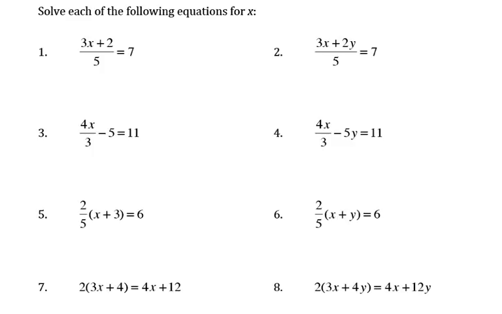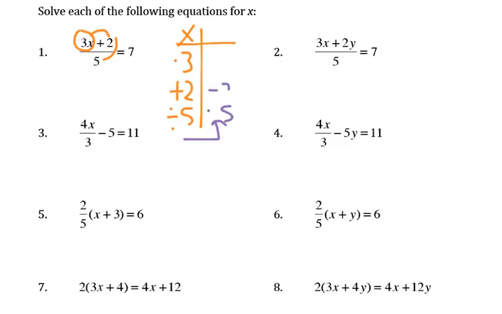One way you can think about solving this is like this. Ask, what's being done to x? Well, if I knew what x was, first I'd times by 3, then I would add 2, and then we'd divide by 5. But because I have to solve for x, I'm going backwards and doing the opposite. So first I'd times by 5, then subtract 2, then divide by 3.